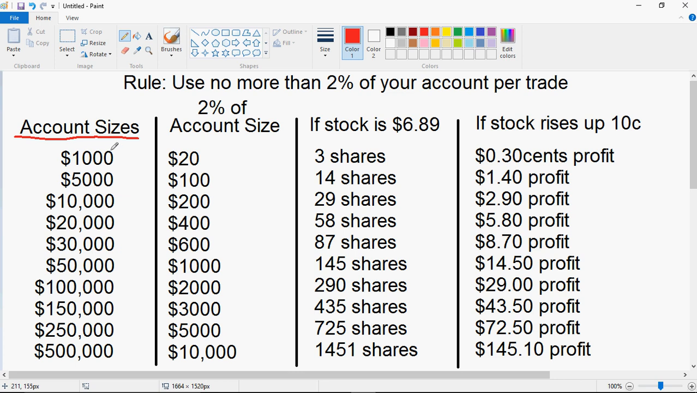So how did we fix this? We're trying to get a high profit. This is what we're trying to do. We're trying to keep 2% of the account size, but have a huge profit.